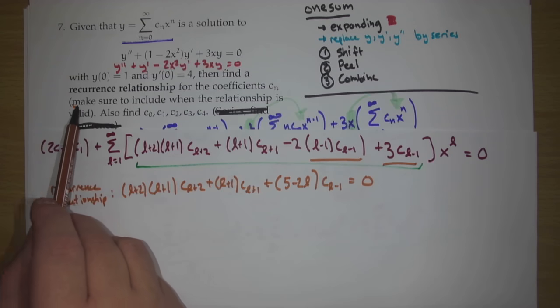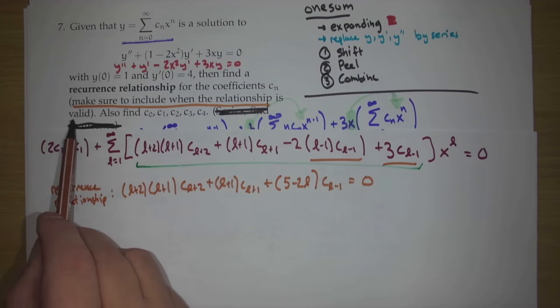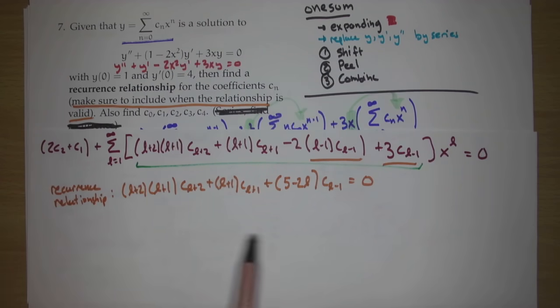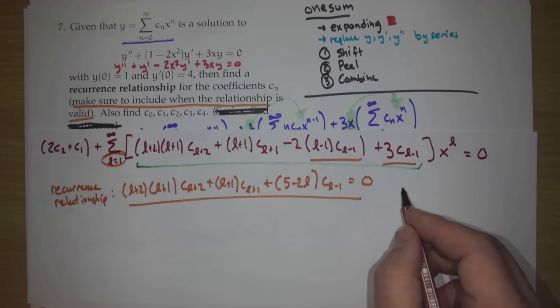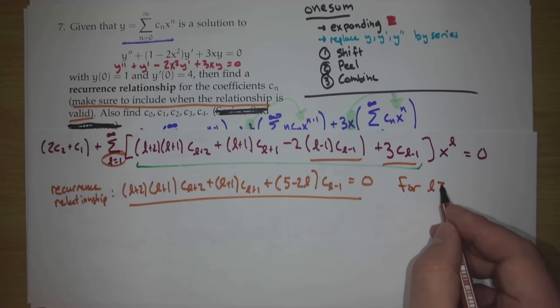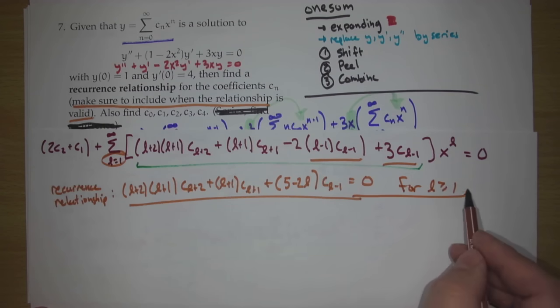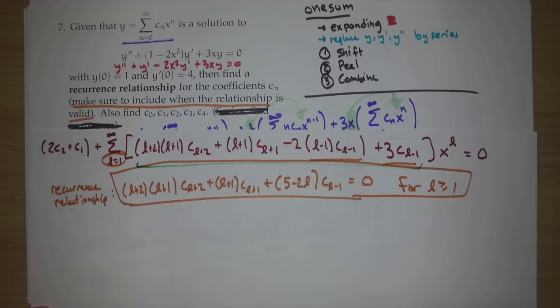It does say, make sure to include when the relationship is valid. Oh, when is this relationship valid? Look at the sum. This is valid for L greater than or equal to 1. All right. Whew.